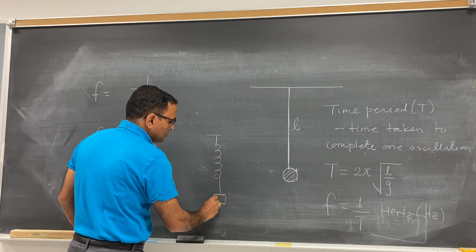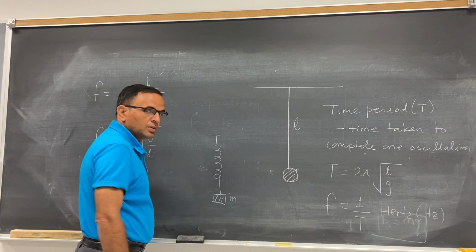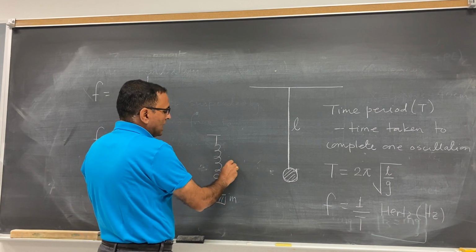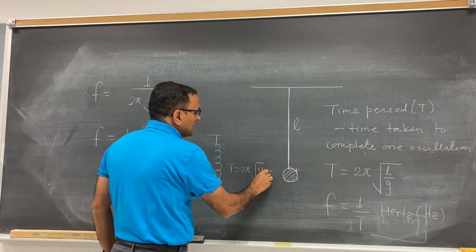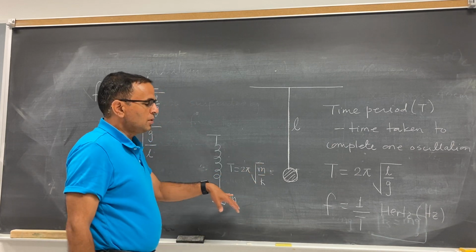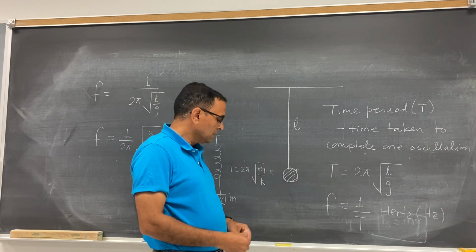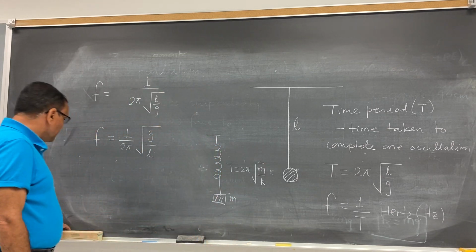If you attach the mass, we call this an oscillating mass. In this case, if you want to calculate the time period, T is equal to 2 pi square root of m over k. This is the formula, but don't worry about it. Just do the simple pendulum. So this is about the vibration.